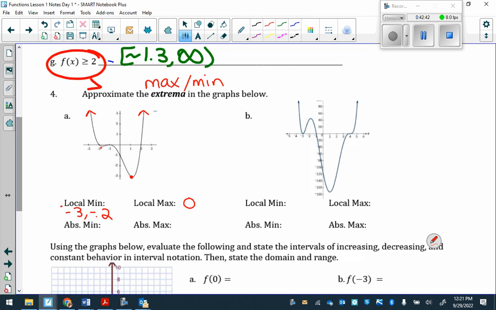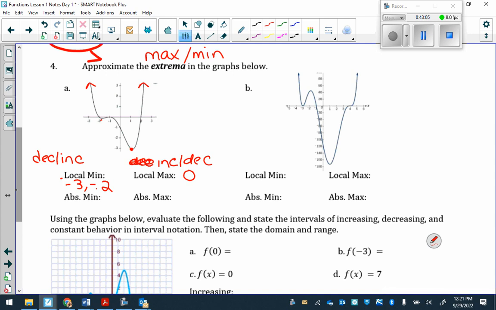Okay, so local min, decrease, increase. Local max, decrease, nope, increase, decrease. Okay, so a hill you're looking for. Okay, local min is the valley, as they call it. All right, now the absolute minimum, okay, without any arrows, would be your lowest point, lowest y value, which is what?